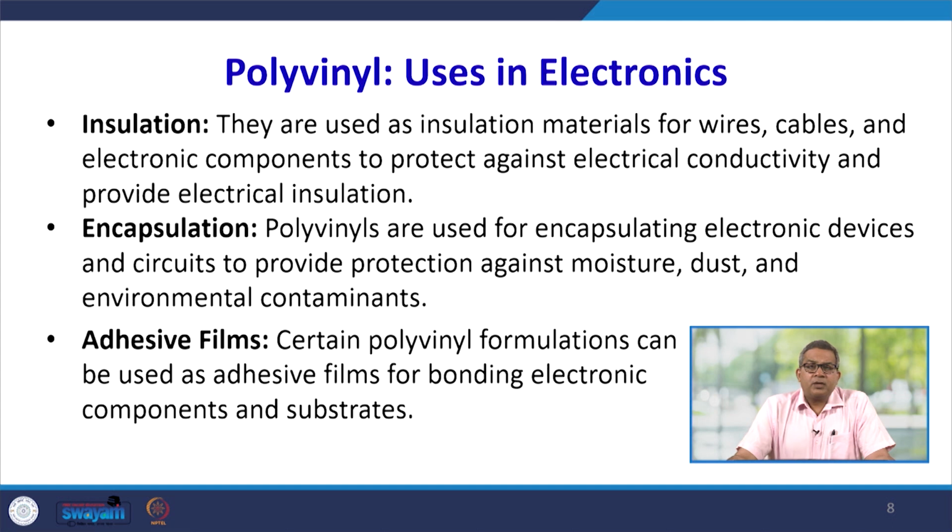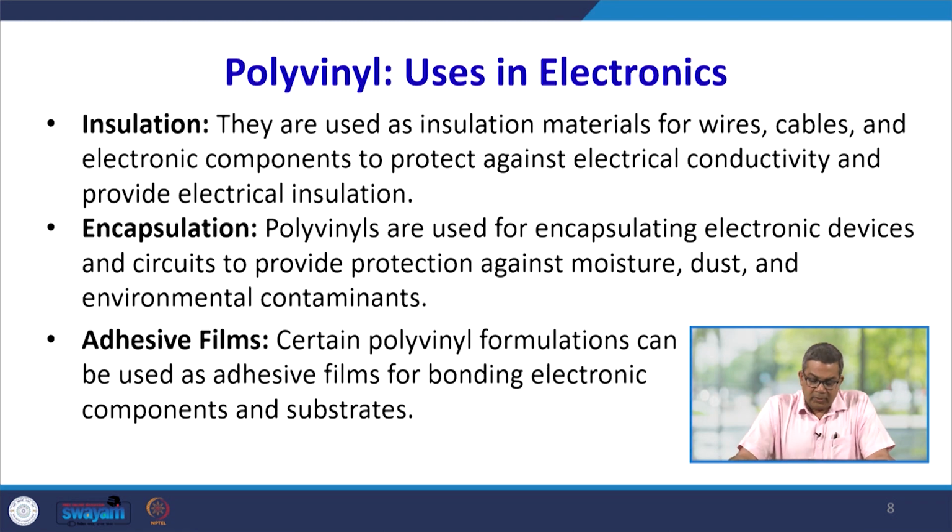Now, when we talk about their uses in electronics, the first and foremost use is insulation. They are used as insulation material for wires, cables and electronic components to protect against electrical conductivity. In encapsulation, polyvinyls are used to encapsulate various electronic devices and circuits to provide protection against moisture, dust and environmental contaminants. So they create a barrier so that exposure of these components to moisture, dust and contaminants can be avoided.